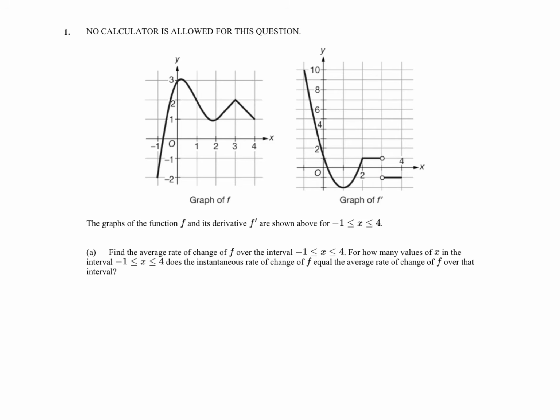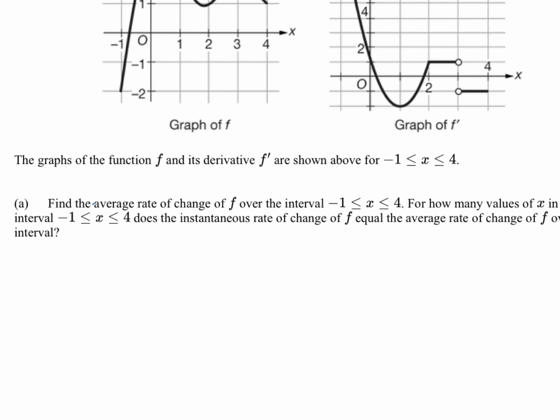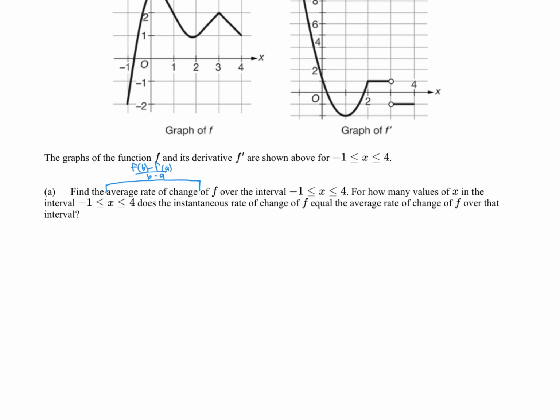And then they say, for how many values of x in the interval from -1 to 4 does the instantaneous rate of change of f equal the average rate of change over that interval? Okay, so let's first find the average rate of change. So remember, every time they say average rate of change, they mean slope formula. So this will be f of b minus f of a over b minus a. So no derivatives, no calculus. Average rate of change is just a little algebra thing or geometry thing. Okay, so let's do that.